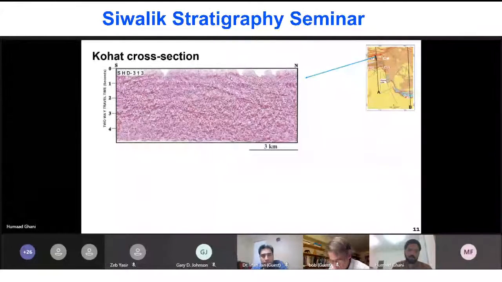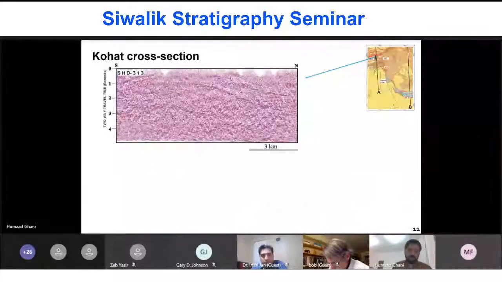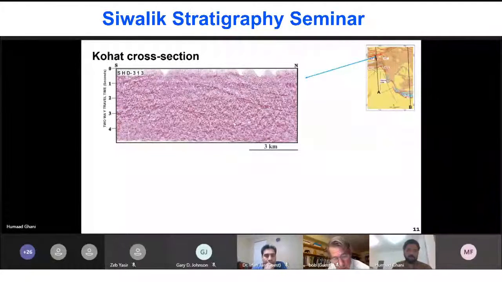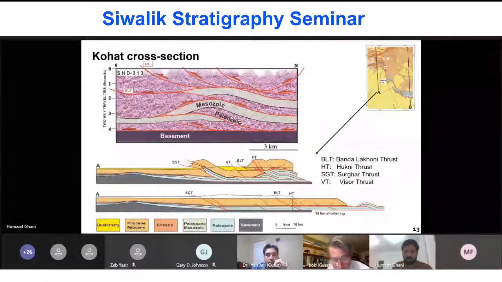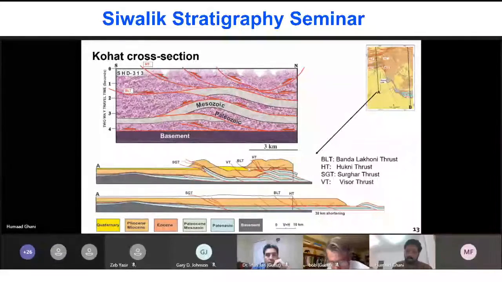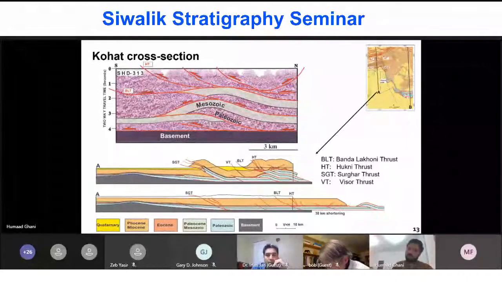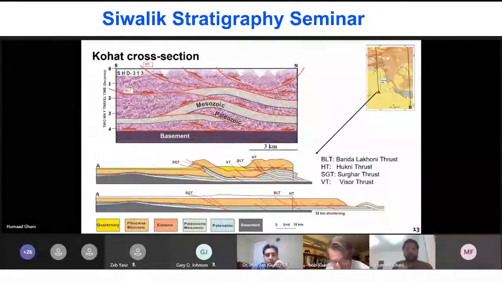When you go further toward the south, you can see a harmony in the structural pattern from top to bottom. How I interpreted it, certainly with some help from the surface geology, is that there is an upper décollement from where these imbricates are emanating. Between the upper and lower décollement, we have the duplication of Paleozoic, Mesozoic strata. And this is the cross section which I made to put them into a geological context.